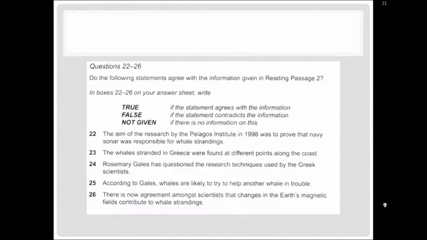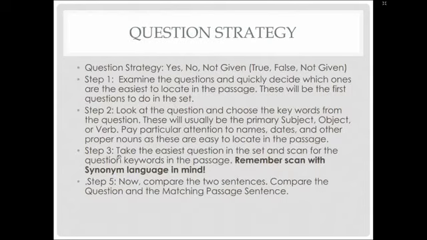So, for example, when we're looking at some of these questions here, number 22 would be easy to find because of Palagos Institute in 1998. Also, number 24 will be easy to find because of Rosemary Gales. So we have Palagos Institute right here for number 22, and Rosemary Gales right here for 24. Let's pretend as if 23 was just a basic question and didn't have Greece in it. If we know where 22 is and we know where 24 is, then we know number 23 is in the middle. All right? And we know that 25 and 26 are after 24. So it helps you in terms of lining up your questions.